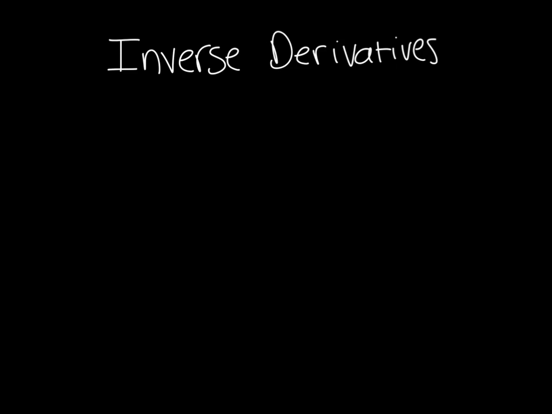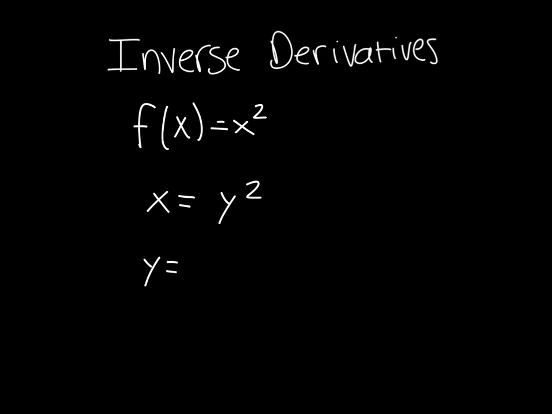Okay, so in this video we're going to explain how to take inverse derivatives. So if I have a function like f of x equals x squared, just to review, to take the inverse of this function, you replace the y's and the x's. So that means that you would have x equals y squared. And so solving for y, you just take the square root of both sides. So y equals the square root of x. And that is the inverse.